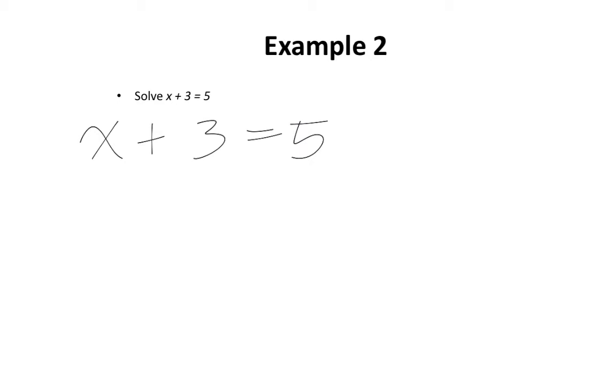We want to solve for x. In other words, we want to isolate x. However, x is not isolated. x is stuck with plus 3. To get rid of plus 3, you need to subtract 3 from both sides of the equation.